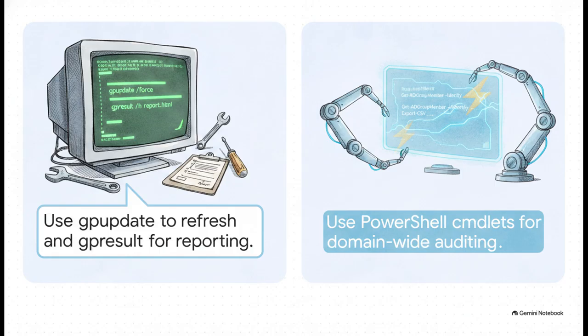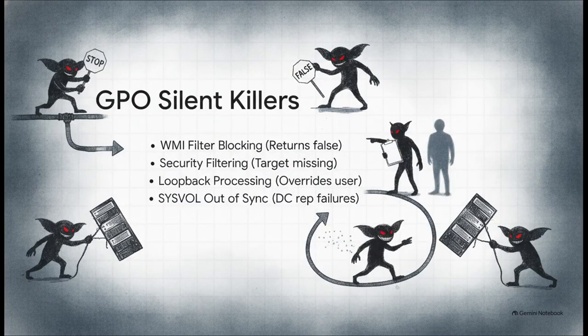But if you need robust domain-wide reporting and auditing, you'll want to lean into PowerShell. Cmdlets like Get-GPResultantSetOfPolicy will generate those HTML reports, Get-GPO lets you list and check statuses, and Get-GPInheritance is perfect for seeing exactly how policies are flowing down into a specific OU. Now, I want to warn you about the 4 silent killers of group policy deployment. If you link a GPO and it just won't apply, check these first.